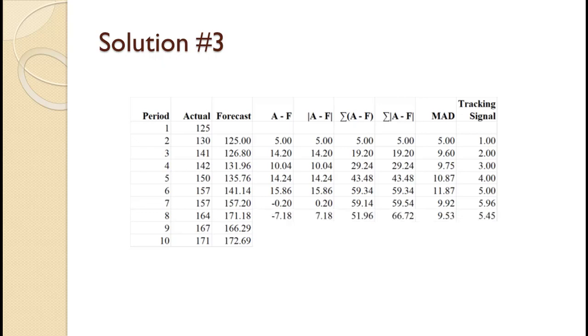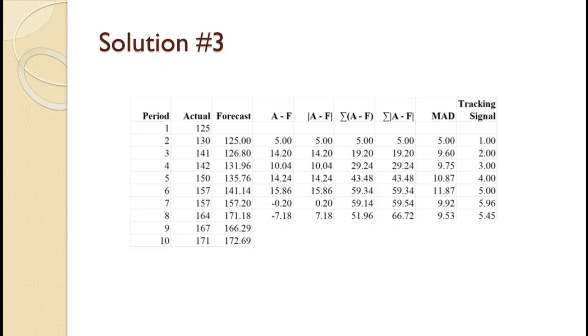For period 8, 164 minus 171.18 equals negative 7.18. The absolute value of negative 7.18 is 7.18. The cumulative A minus F is 59.14 plus negative 7.18 equals 51.96. The cumulative absolute value A minus F is 59.54 plus 7.18 equals 66.72. The MAD is the cumulative absolute value A minus F value of 66.72 divided by 7 equals 9.53.